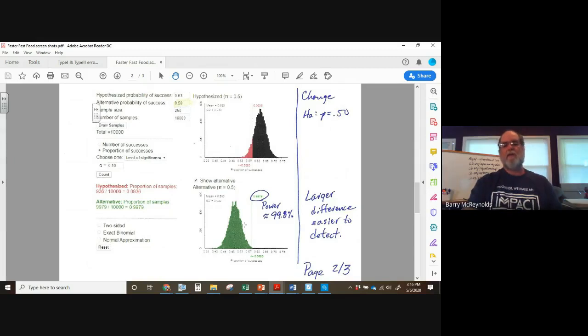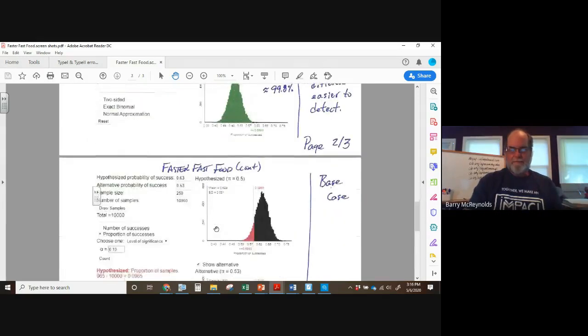So the other qualitative analysis that we might do here: as the difference between the null hypothesis and the true value increases, the power goes up. In other words, it gets easier to see a bigger difference. And so we're less likely to fail to reject the null hypothesis when in fact it's false.